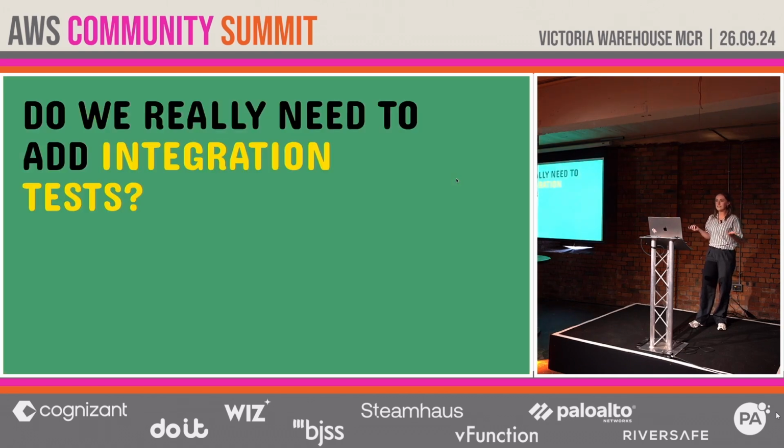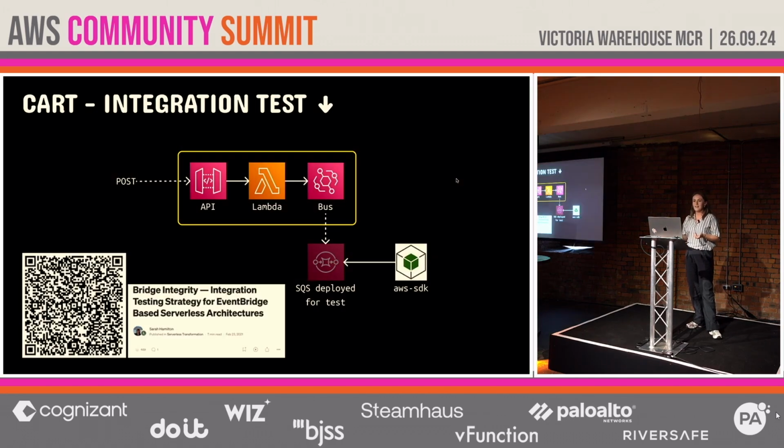So do we really need to add integration tests? The answer is probably yes for really business critical flows. In the payment situation, you'll probably want to do that because it's worth the extra time. But in other services, you might not. Here's an example of an integration test from a blog I wrote years ago, which still seems to apply today, where if you've got that API to event bus, you can deploy that, and also deploy infrastructure for the test.